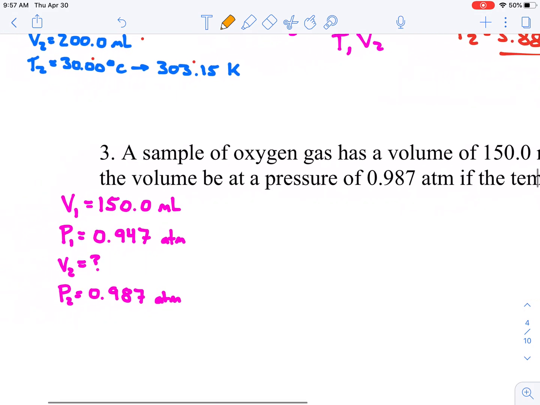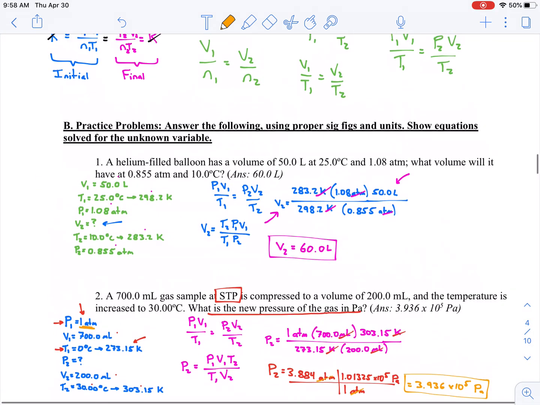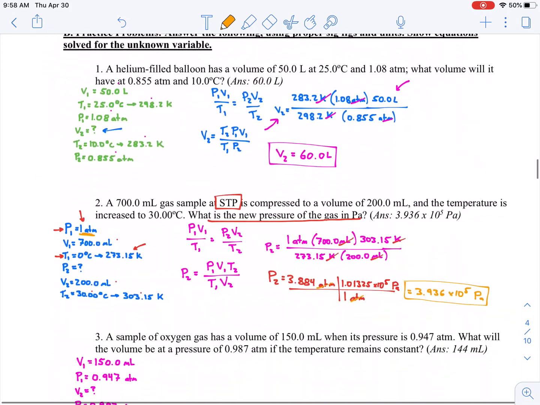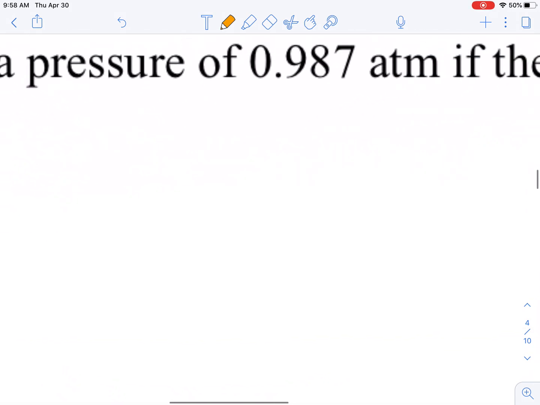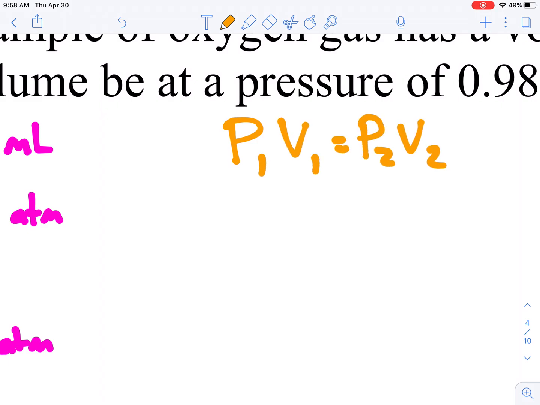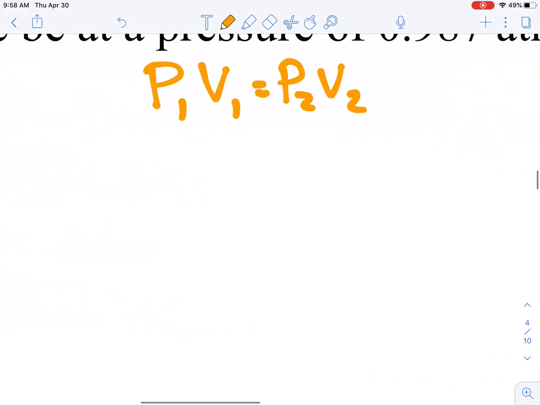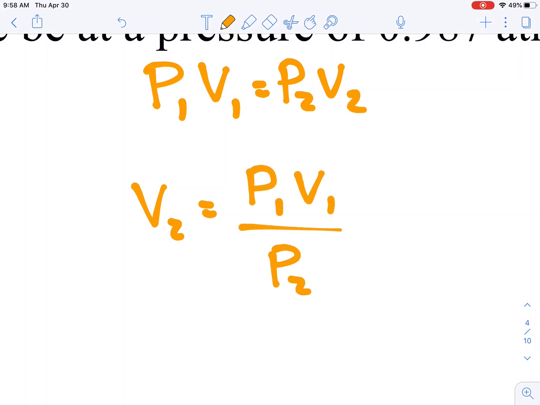Our list of variables is a lot nicer in number 3, right? So we have a lot fewer variables. Based on our list of variables, we need an equation that has P's and V's in it. Well, if you come back up to your list of equations, P1V1 equals P2V2 has the variables that we need. So we're going to use P1V1 equals P2V2. Notice that in the question, we are asked to solve for V2. So let's solve for V2. V2 is going to be equal to P1V1 over P2.